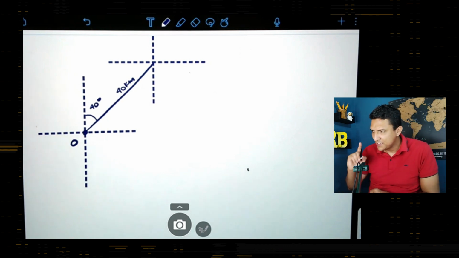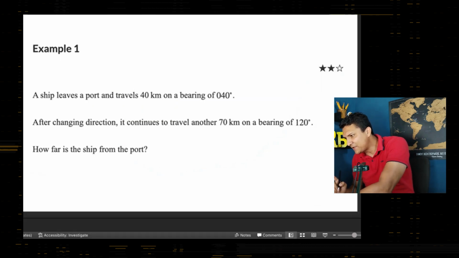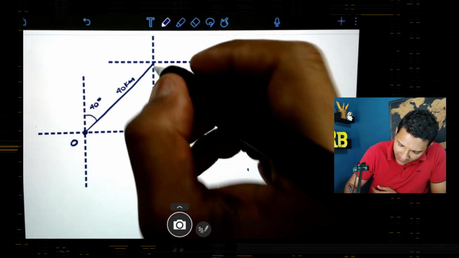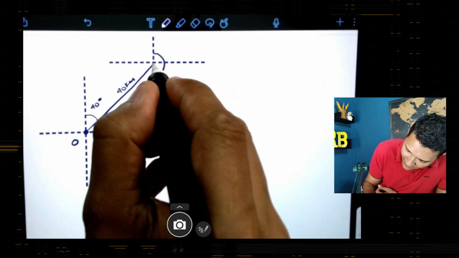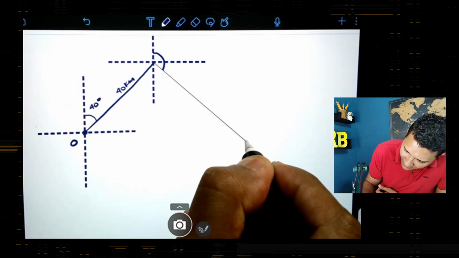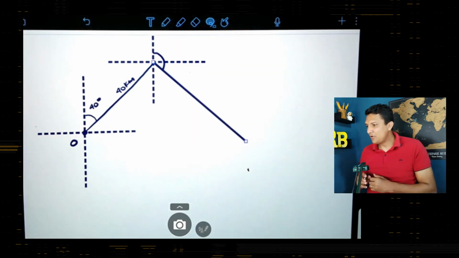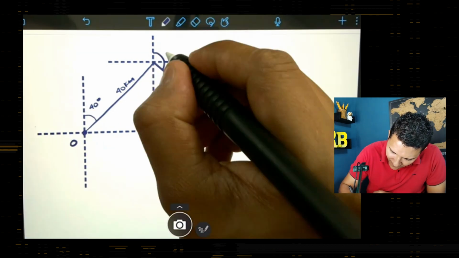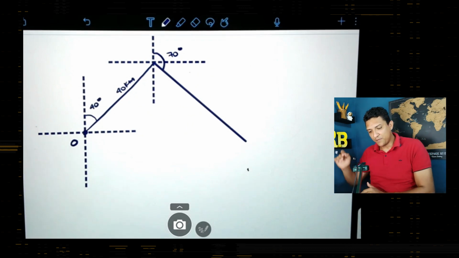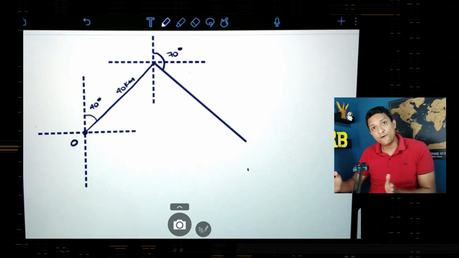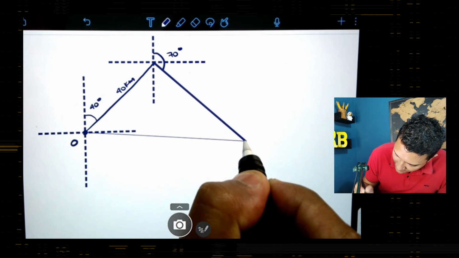Okay, so it says that the bearing is 120 degrees, and 70 kilometers. So 120 degrees possibly is here, starting from the north, and 70 kilometers. I don't know where that is, possibly here. There you go. So again, this is 70 kilometers. And now it says, find the distance from the current position to the initial position, how far the ship is. So basically they are asking us about the position that is here.